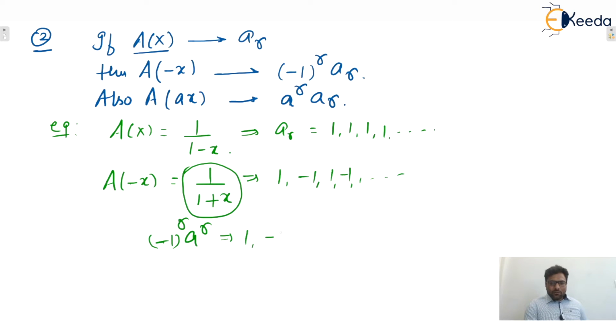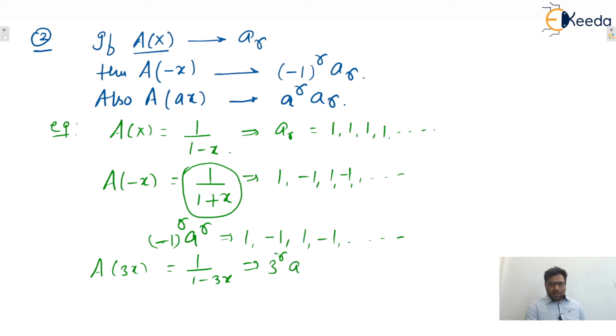If the r value is 1, then we can say that it is -1, then 1, then -1, and so on. Isn't it? I hope this one is clear to everyone. Similarly, if x is multiplied by 3, it becomes 1 upon 1 minus 3x. And you know very well, yes, what will be the corresponding sequence?